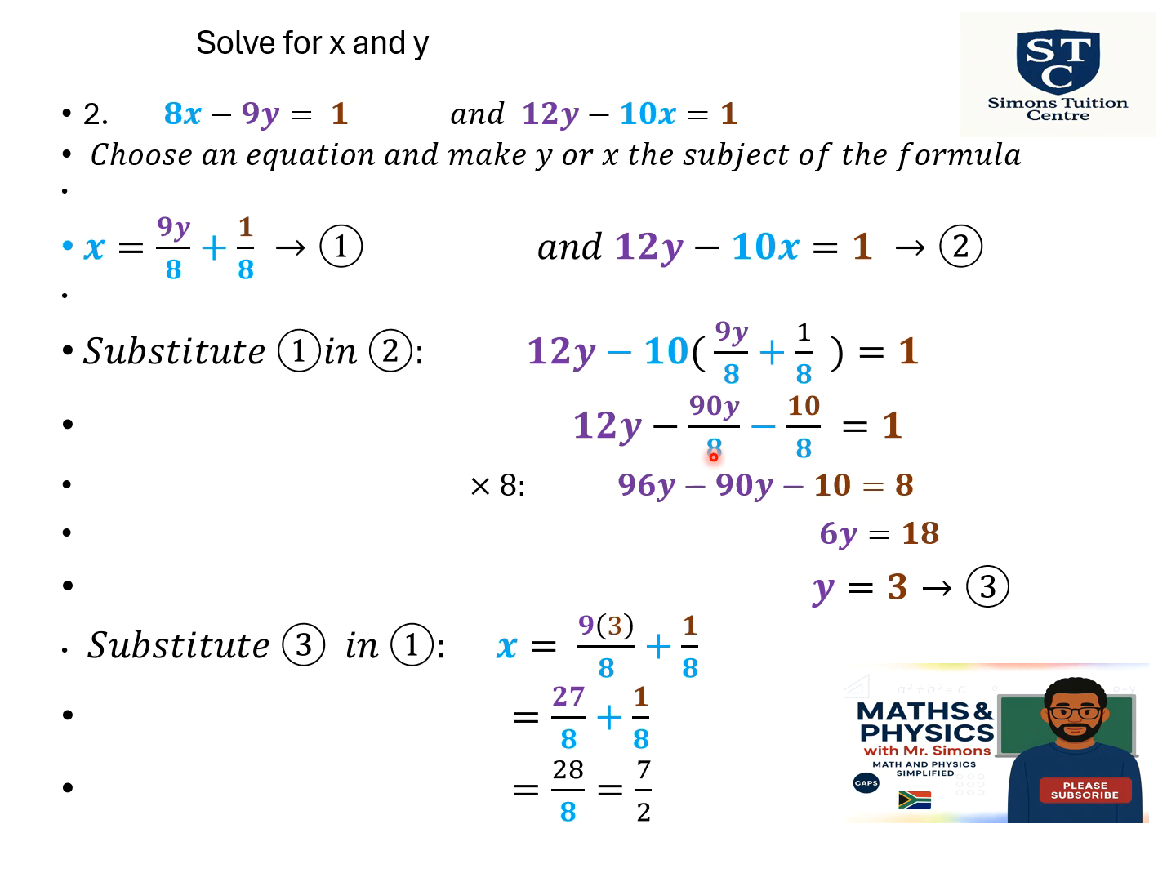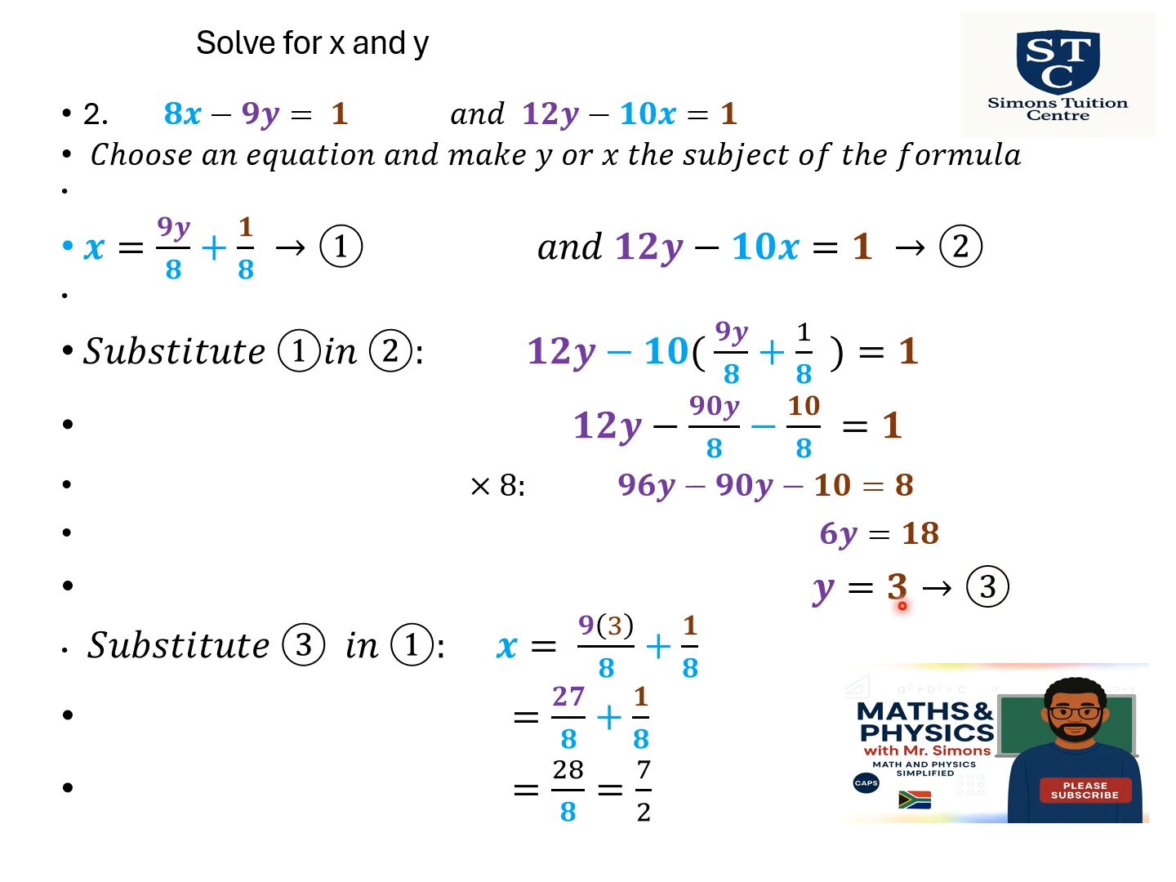So 12y times 8 would give me 96y. 90y over 8 times 8 gives me simply minus 90y. Minus 10 over 8 times 8 simply gives me negative 10, and 1 times 8 simply gives me 8. 96 minus 90 would give me 6y. If I take negative 10 over, that becomes 8 plus 10, which gives me 18. Right, 6y divided by 6 would give me y. 18 divided by 6 would give me 3, so y equal 3. That is my third equation.